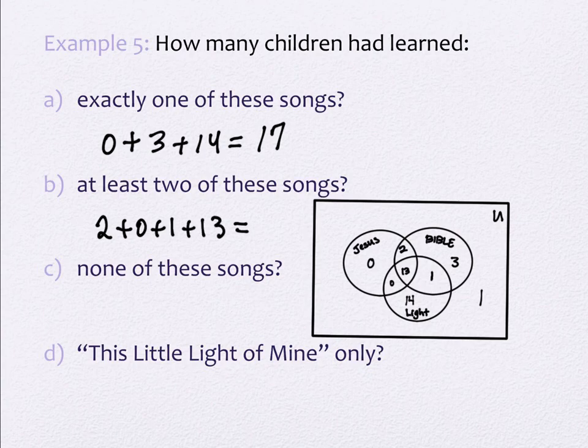For a total of what? 16. How many had learned none of these songs? 1. That's the ones on the outside region. And how many had learned This Little Light of Mine only? 14. So there's that phrase "only" I mentioned before too.